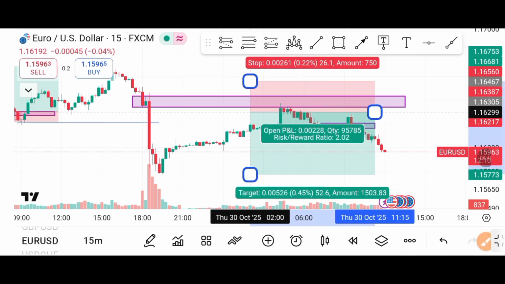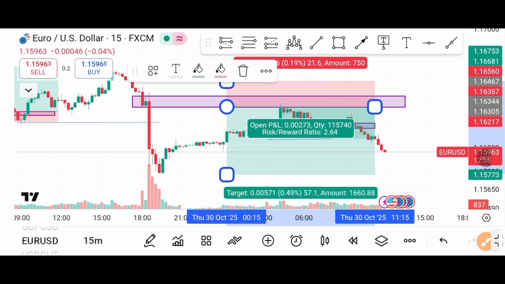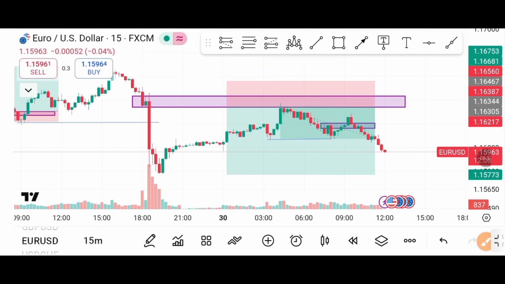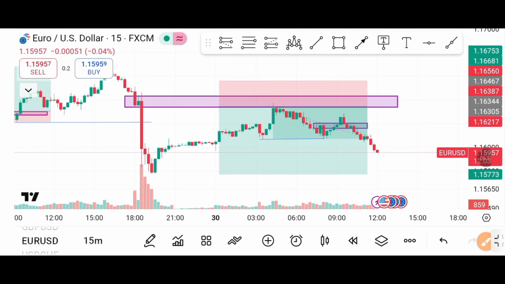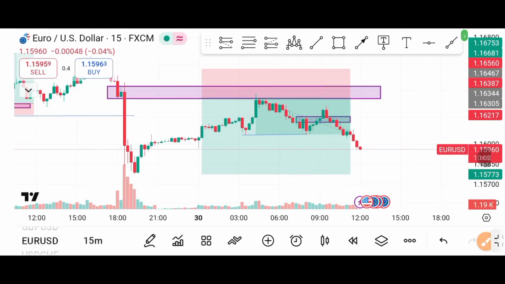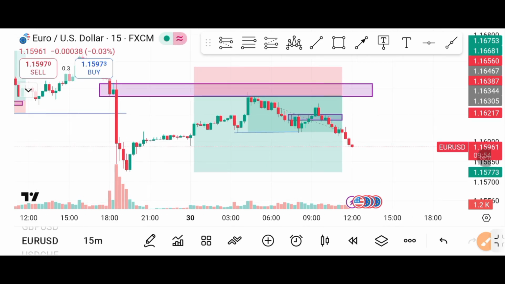So let me just extend it a bit for clarity purposes. So this was what I saw on my chart. And currently I'm in profit. So bringing this video to you guys on my channel is to let you know that the power of taking your trades from order blocks can never be overemphasized.